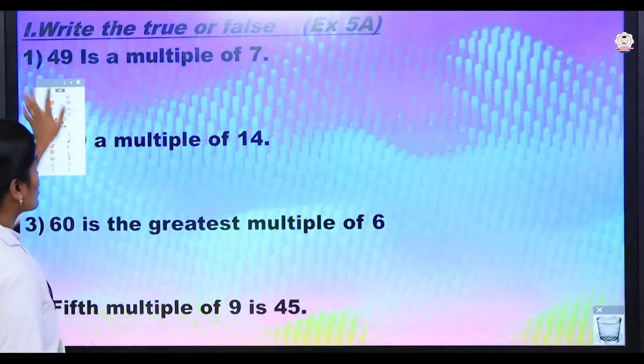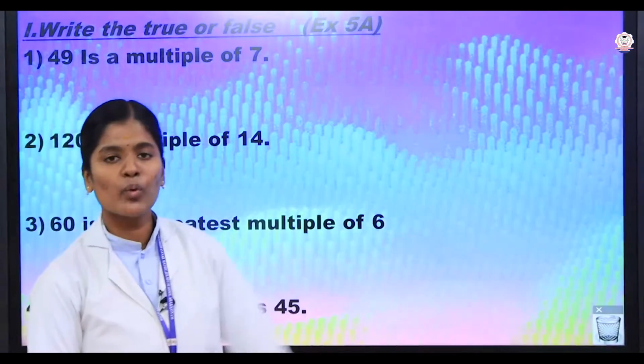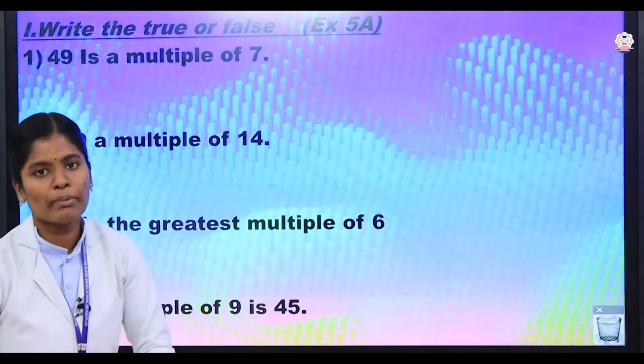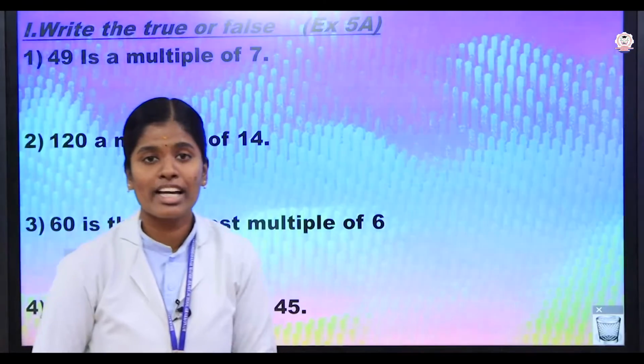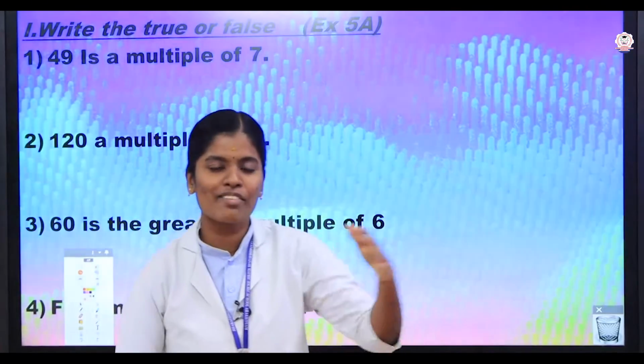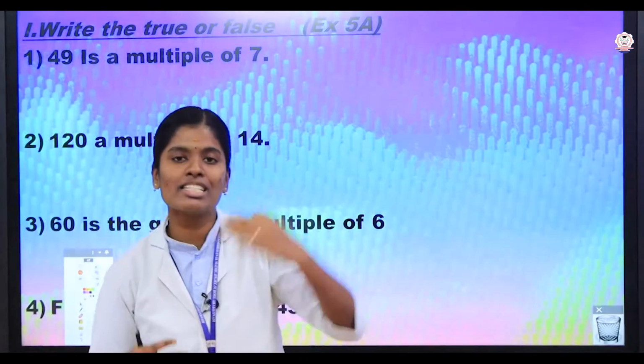Listen here. Our first topic is write true or false. Our first question is 49 is a multiple of 7. Here 49 is called the dividend and 7 is called the divisor. So you already know 7 divisor means that is our table.